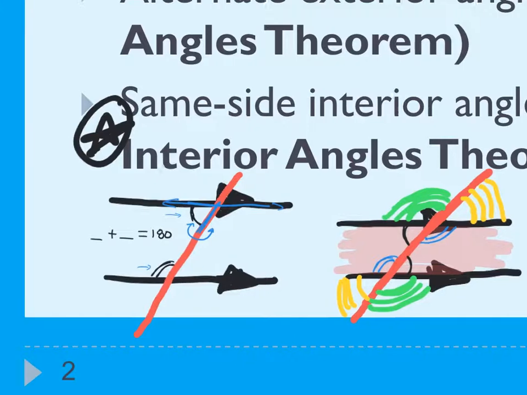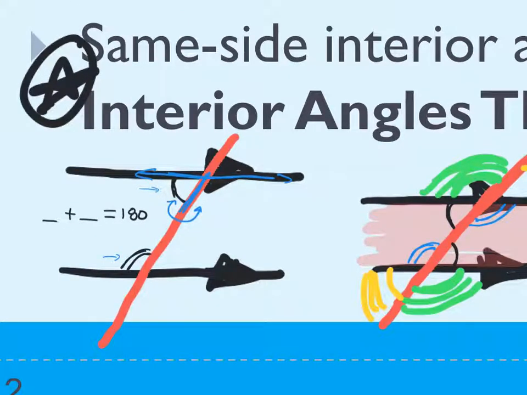Degrees. So anytime you have same side interior angles, they will equal 180 degrees. I can prove it to you. Her question is, why are they supplementary? Okay, great question. It's a valid question. Let me prove to you why they are.